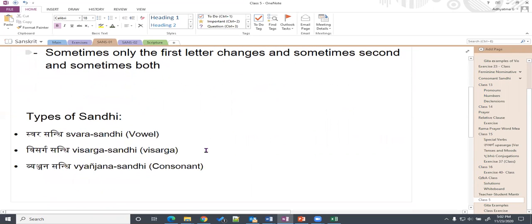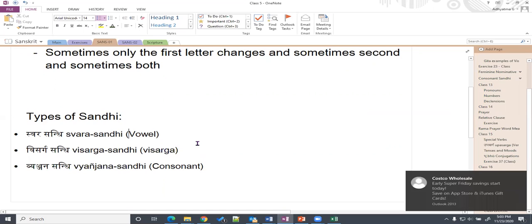The types of Sandhi. There are primarily three types of Sandhis. There are some others, but right now we'll focus on these. Today the one which we will be covering is called Swara Sandhi. Swara means vowel, so vowel Sandhi. What it means is that I said two letters coming together, and how these two letters come together.